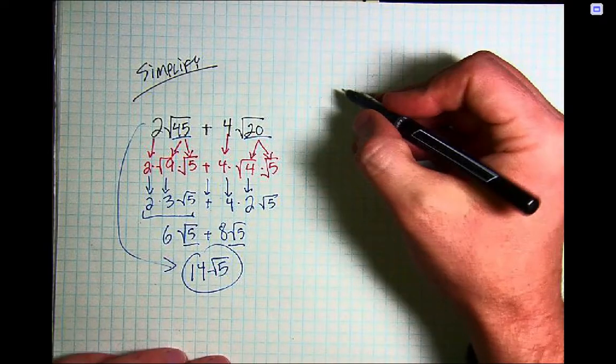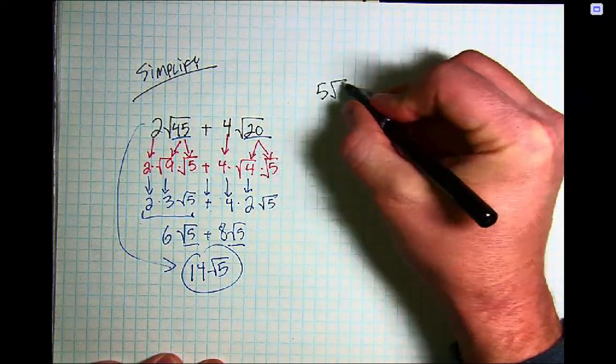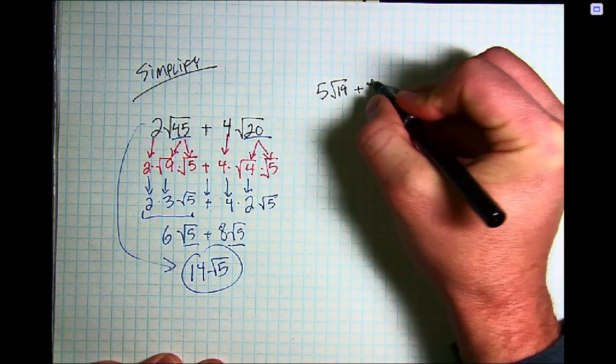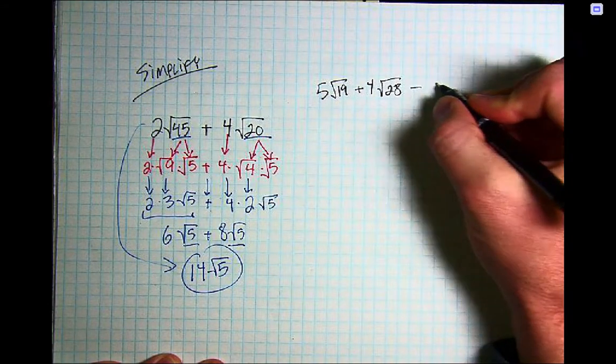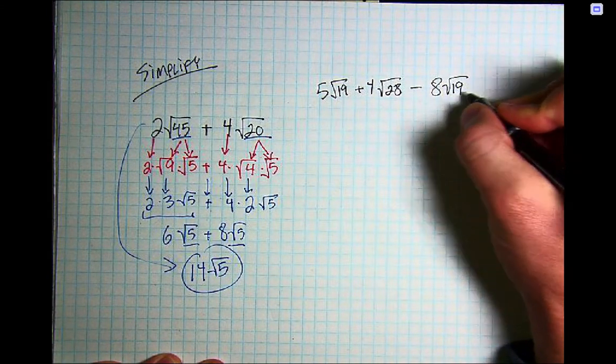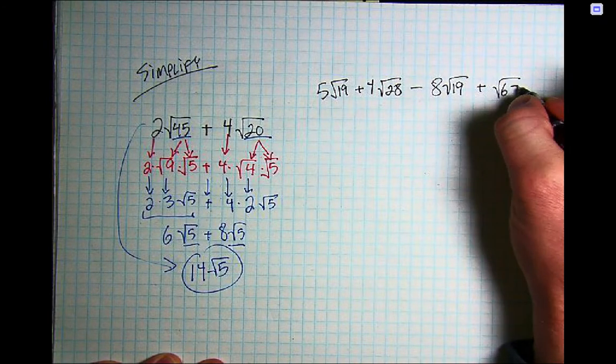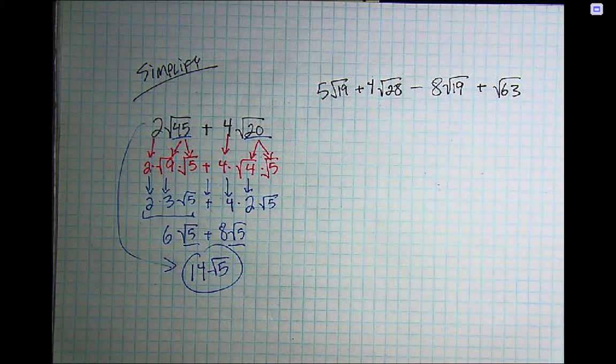Okay, how about this one? 5 radical 19 plus 4 radical 28 minus 8 radical 19 plus the square root of 63. Ooh, why don't you pause the video right now, try that on your own, and see what you come up with.